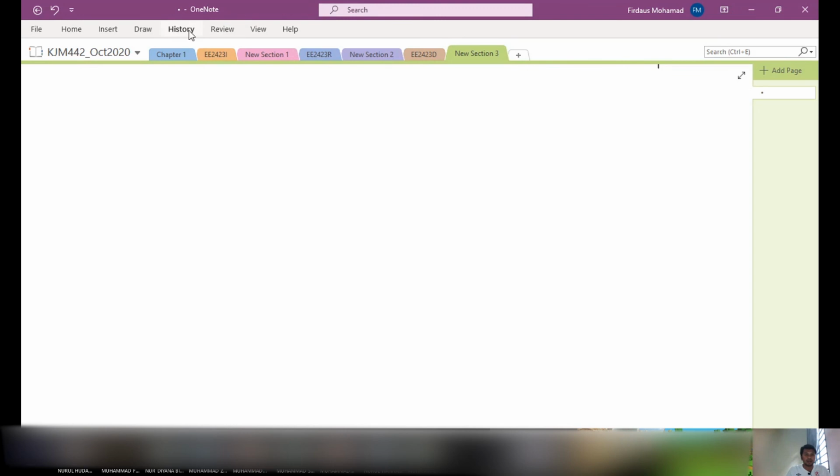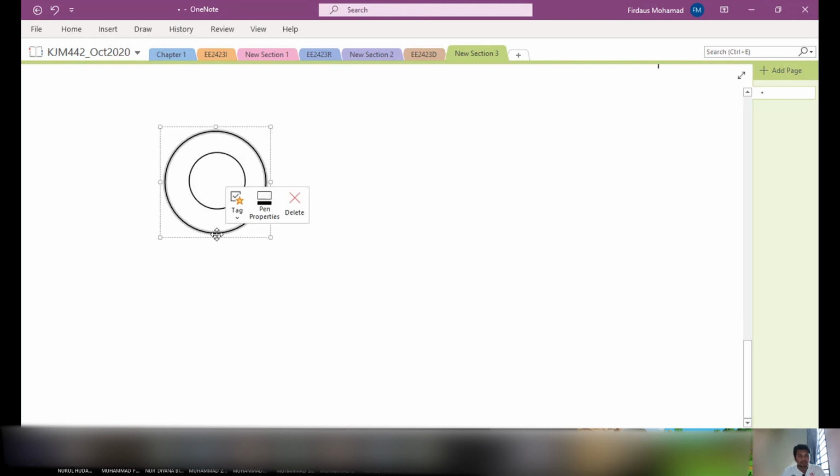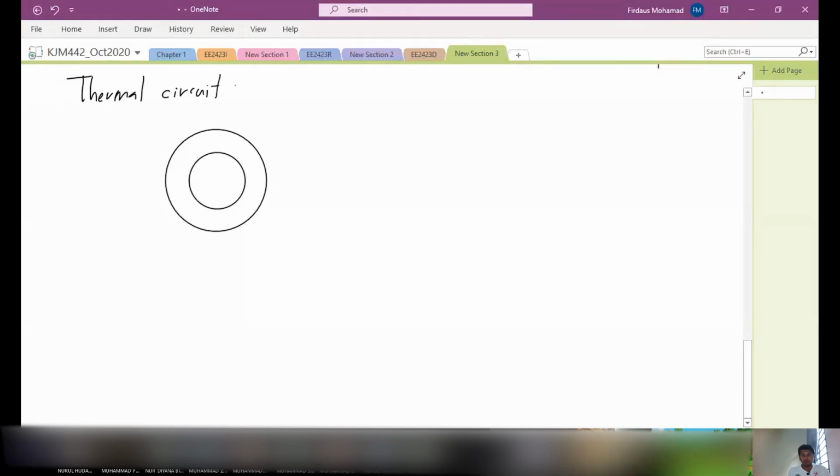Okay, so now I will show you some steps on how to generate the thermal circuit for a pipe. Okay, so now you have this case, let's say, thermal circuit for a pipe or cylinder.